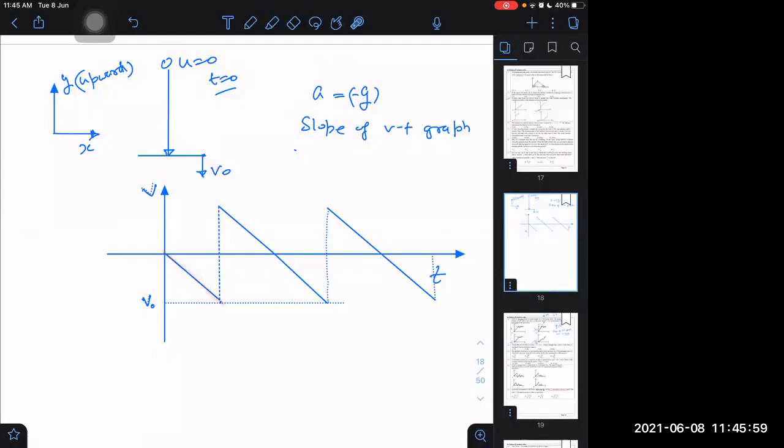If it is a straight line with positive slope starting from origin, then I have to go this way. If it is a straight line with a positive slope but not starting from origin, it means I throw the particle with initial velocity u downwards, then initial velocity is negative. Then I will start somewhere in this place. U is negative already, and then it is going downwards. Is it okay?